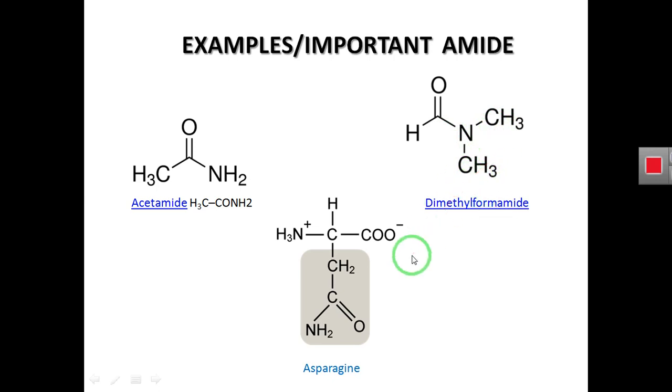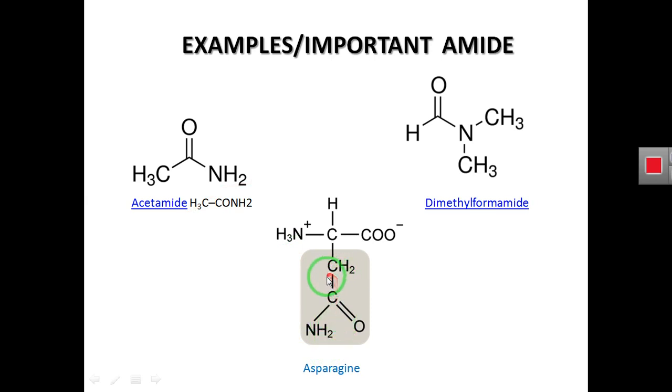And then we can see here another example, that is asparagine. What is asparagine? It is an amide, and asparagine can be found in proteins. It means asparagine is an amino acid. And what are amino acids? Amino acids are the building blocks of protein. So this asparagine is an amide. And what are the building blocks of protein?